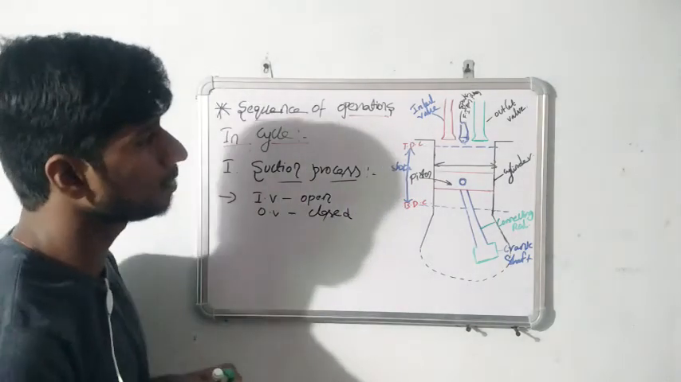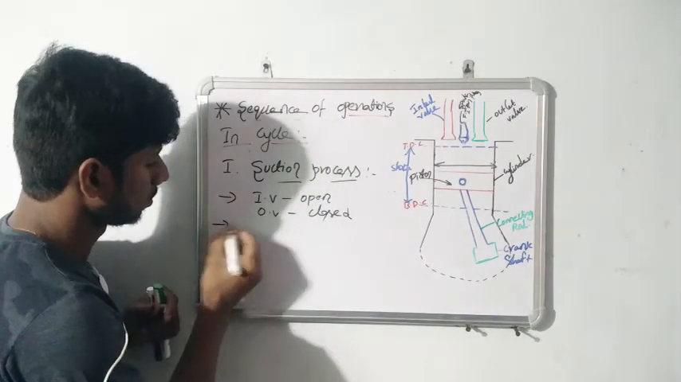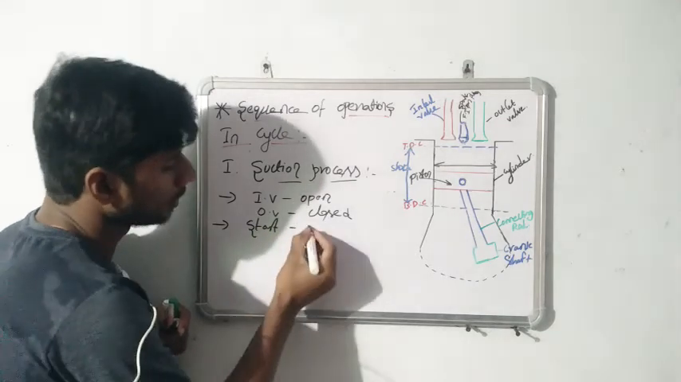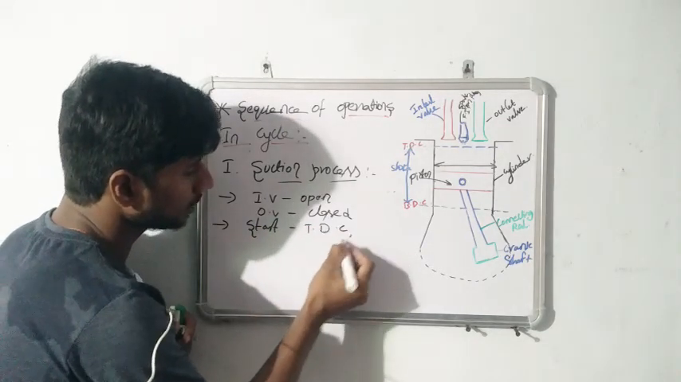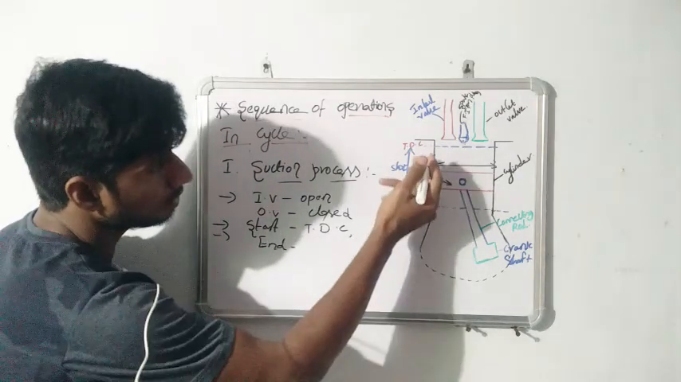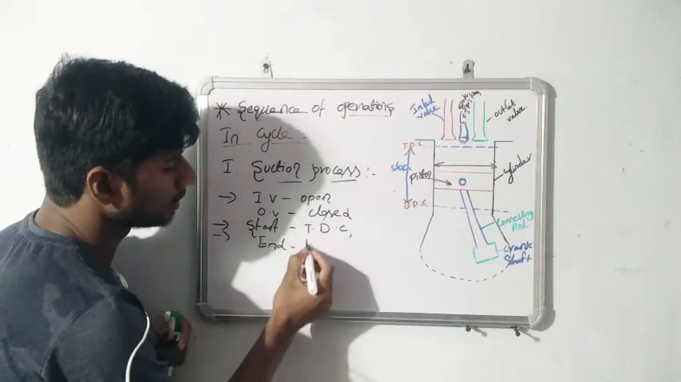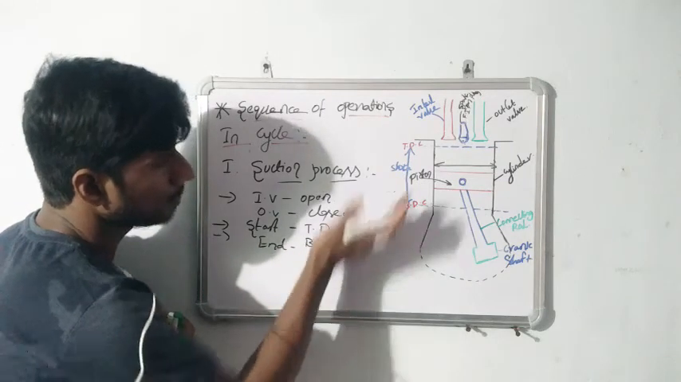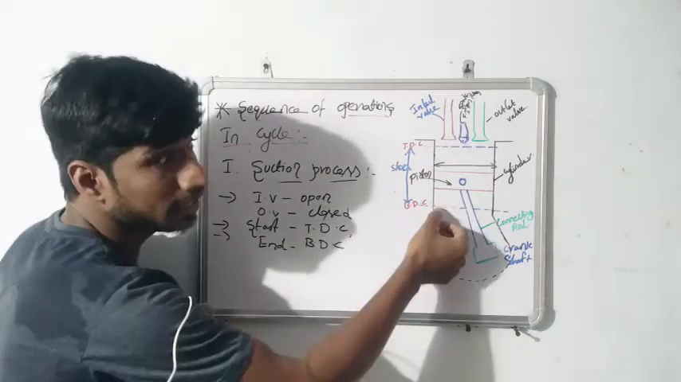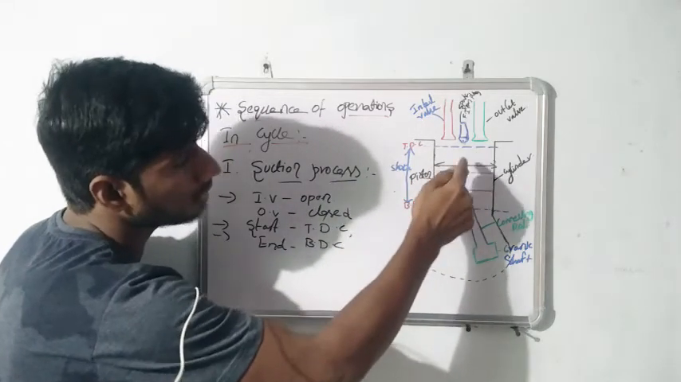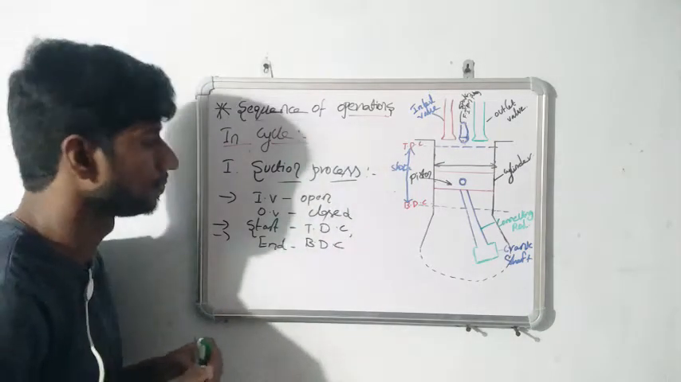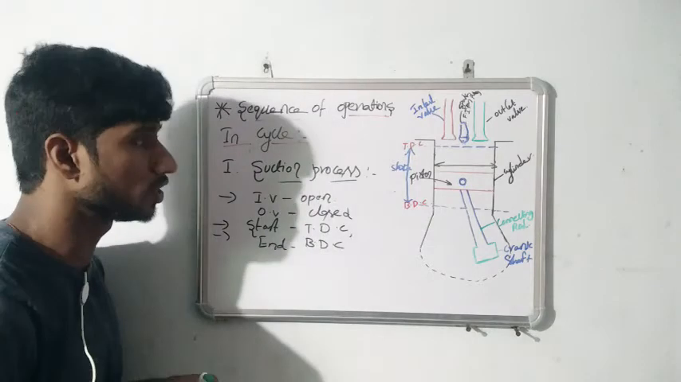Then what about the piston position here? At the start of the stroke, the piston is at TDC, and at the end of the stroke, the piston reaches from TDC to BDC. That means the piston moves from TDC to BDC. When the piston reaches BDC, the entire space of the engine cylinder is occupied by fuel vapor. So this is about the suction stroke.